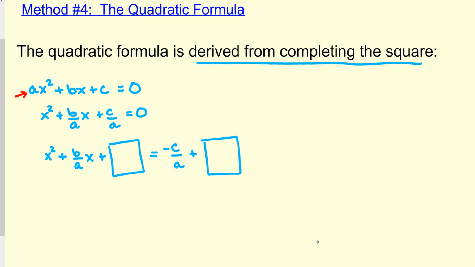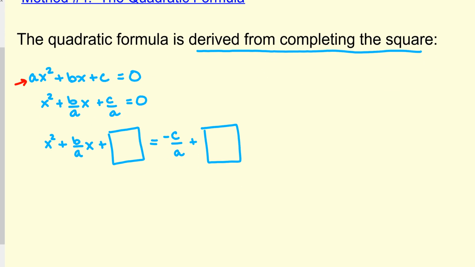So now remember, the way we figure out the number to add to complete the square is we take this number right here and we take half of it and square it. So half of that number would be b over 2a, and when we square that we get b squared over 4a squared. So that's the number that completes the square, and we add it to the right side of the equation as well.